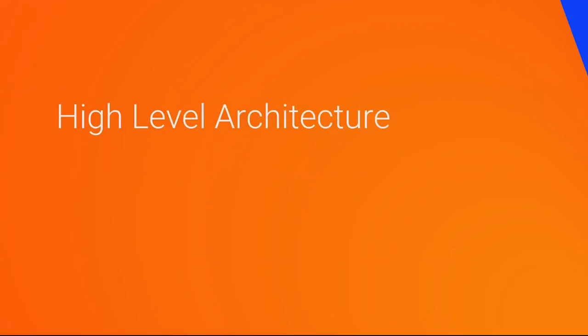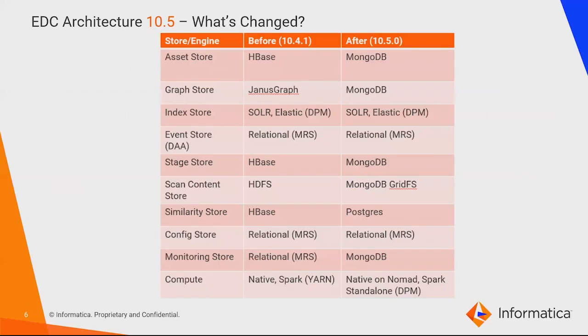So in terms of architecture, let's have a look. What we had before 10.4.1 was obviously based on Hadoop. You might have had your external cluster, but most of the customers would have been using the internal HDP cluster. So obviously we were very reliant on YARN to run our scanners and our compute engine, and we were reliant on HBase and HDFS for storage.